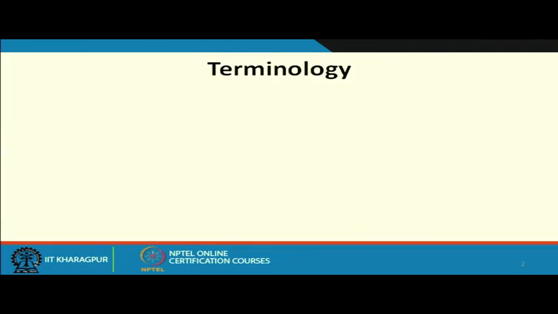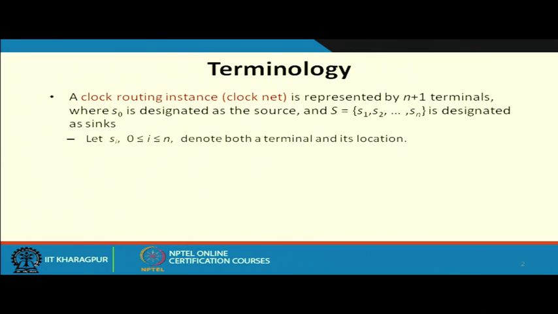So, we continue with our discussion on clocking and clock distribution again. We start now by introducing some terminologies, then we shall be moving on to some actual clock distribution, or you can say layout algorithms or strategies, how it is done. So, we introduce some terminologies which we shall be using in some discussions later.